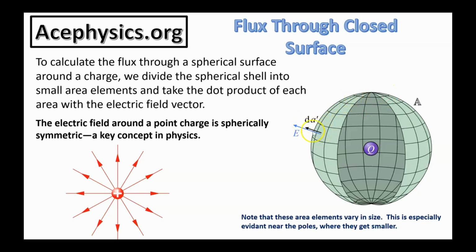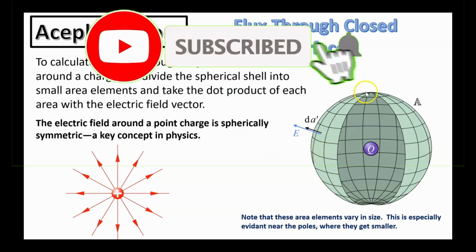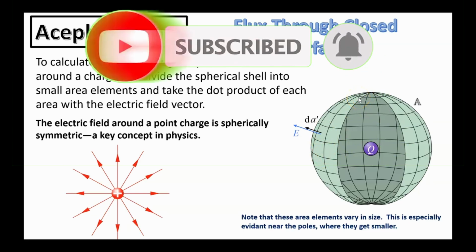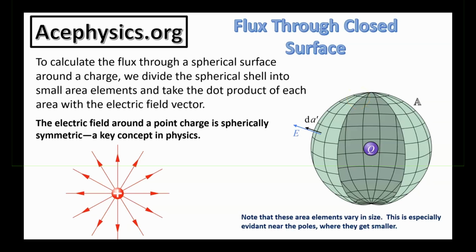We take the sphere, we divide it up into many small area elements, and the area elements will also point radially outward. Then we take the electric field dotted with the area element, and we have to sum that up for all the area elements on the sphere. Now, something to point out is that the area elements vary in size. This is especially evident near the poles where they get smaller. So this area element, which is one of the biggest, is much larger than this area element, which is one of the smallest. So when you're dealing with a spherical surface, the area elements are not the same size.